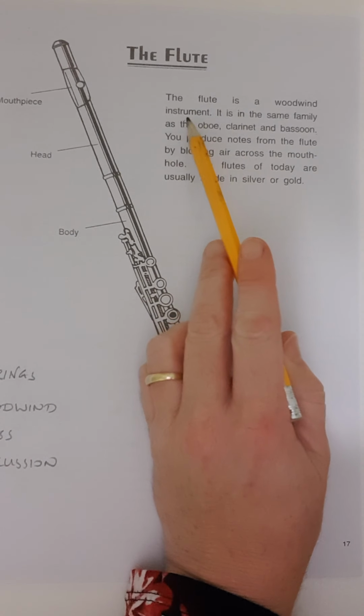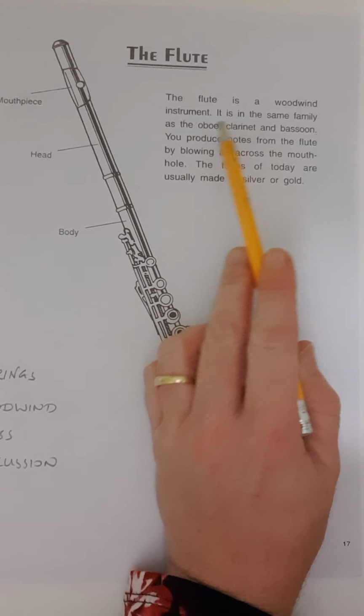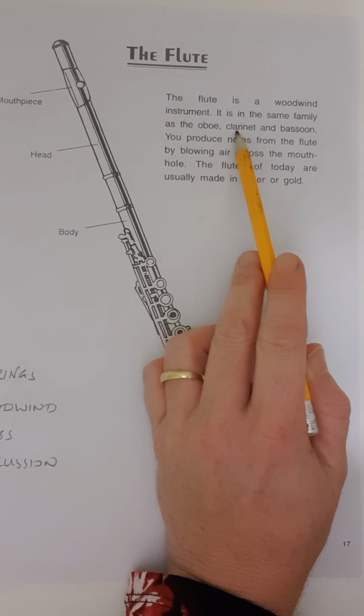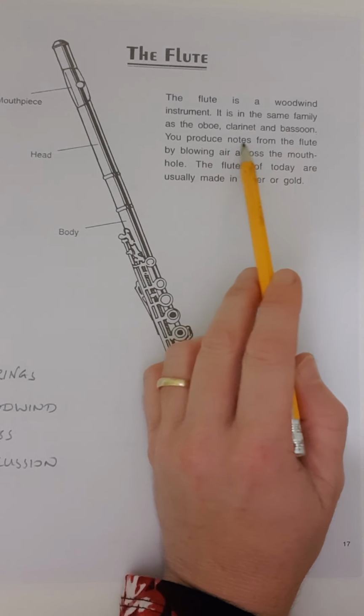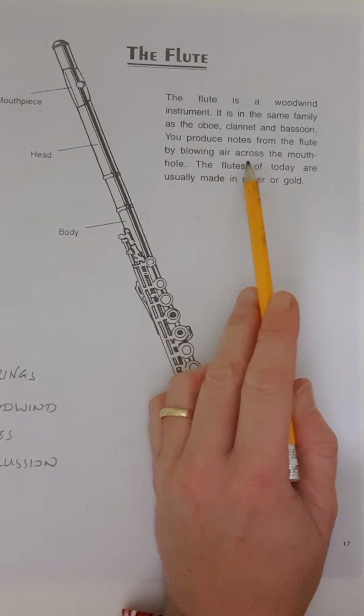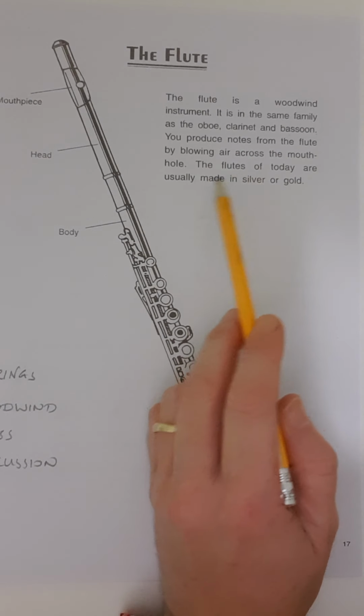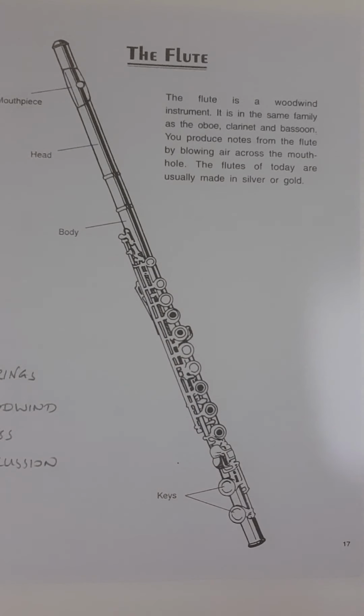So the flute is a woodwind instrument. It is in the same family as the oboe, the clarinet, and the bassoon. Those are other woodwind instruments. You produce notes from the flute by blowing air across the mouth hole. The flutes of today are usually made in silver or gold.